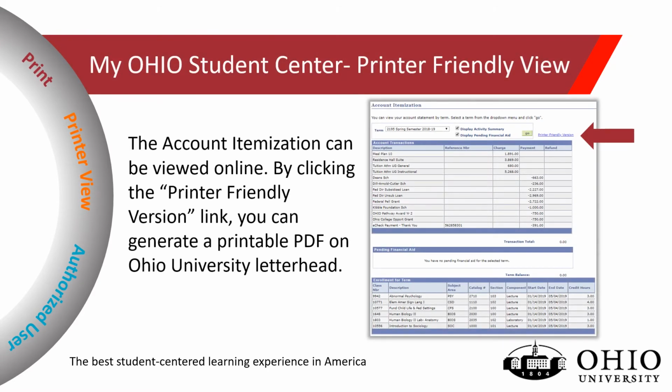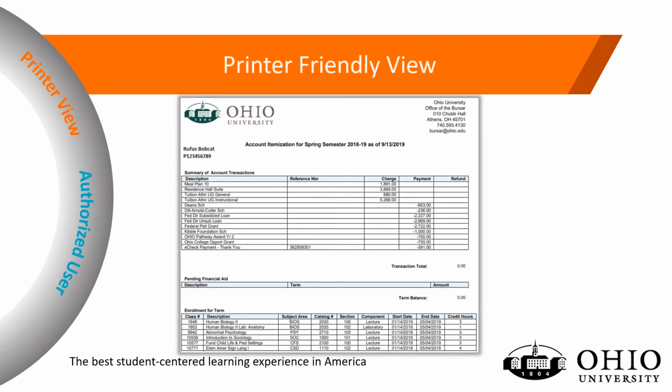The account itemization can be viewed online as shown. It can be downloaded or printed on Ohio University letterhead by clicking on the printer-friendly version link. Here's an example of a downloaded or printed account itemization on Ohio University letterhead.